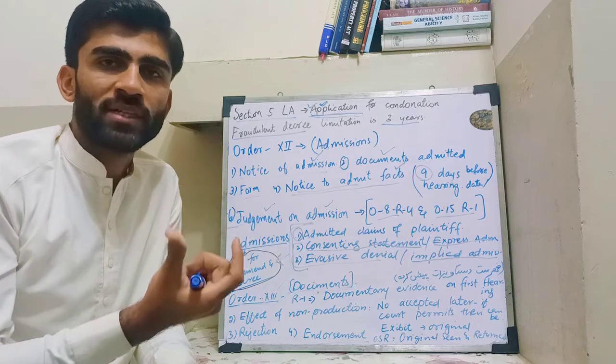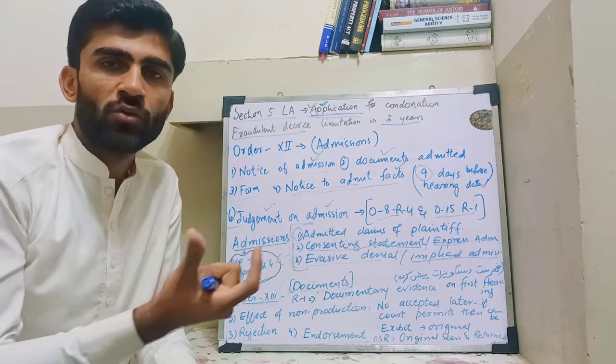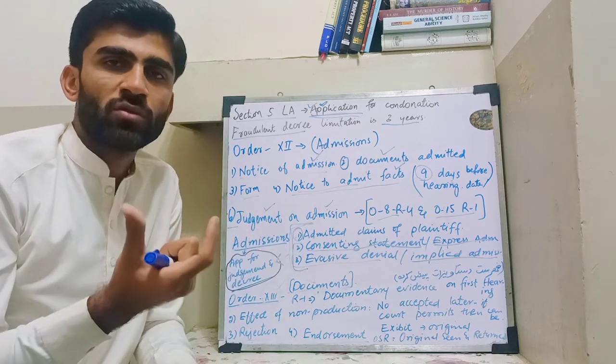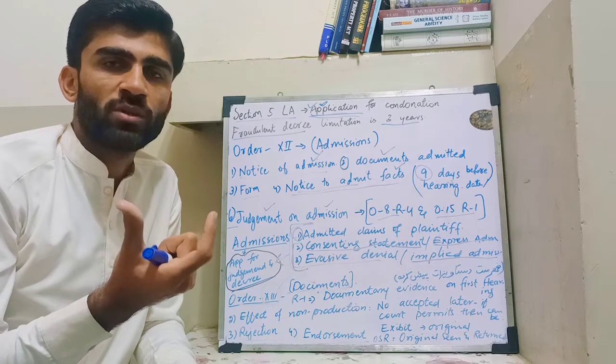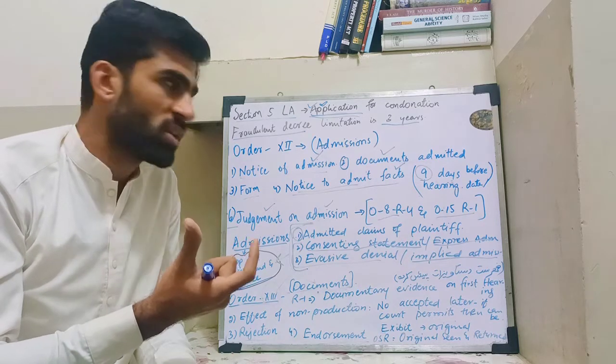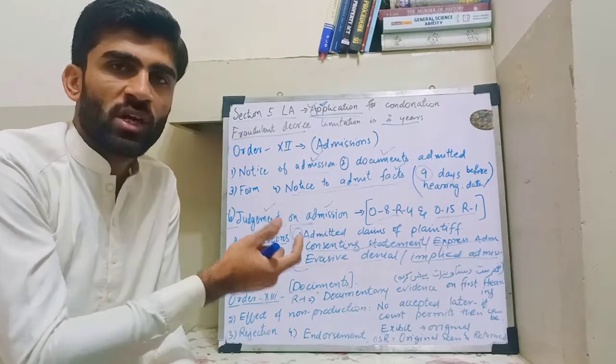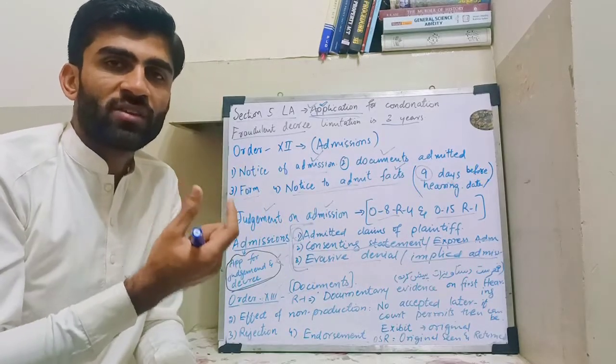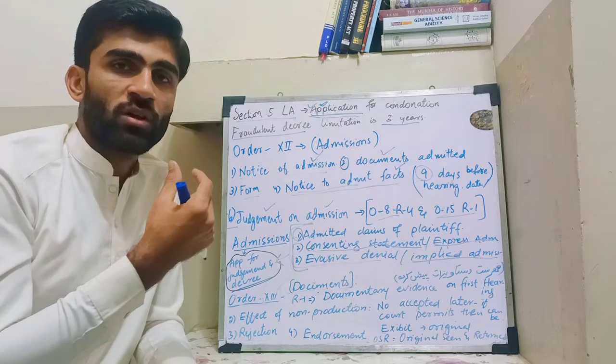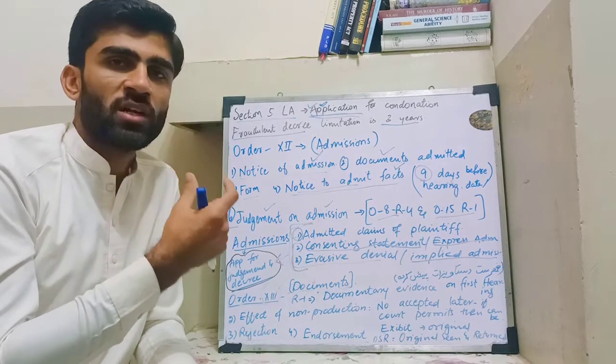You have to file the application that you need your documents back. The application for the return of the documents is filed under Rule 9 of Order 13. So this was all about admission in documents. I am again repeating that we are discussing the main concepts relating to these orders and relating to the CPC.